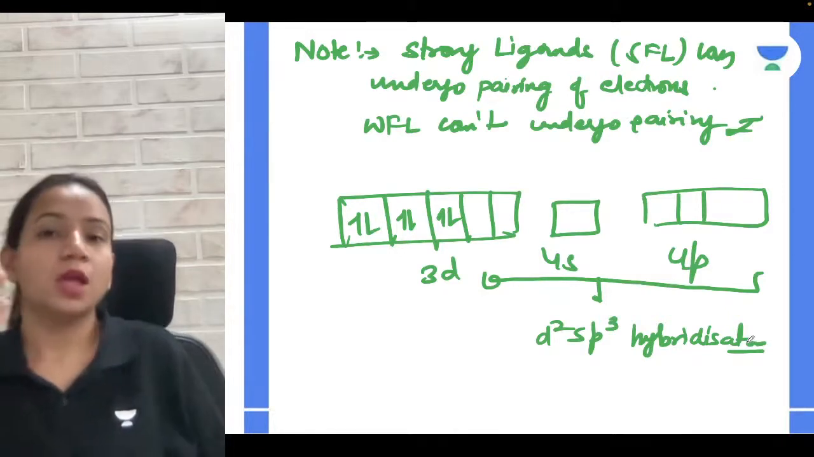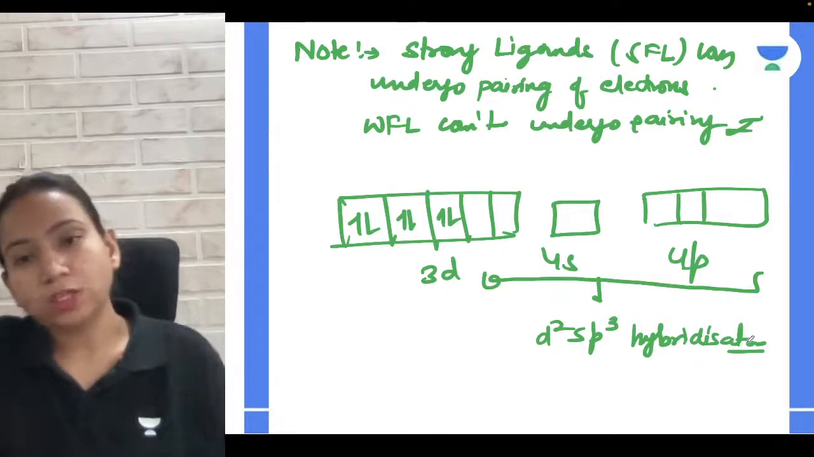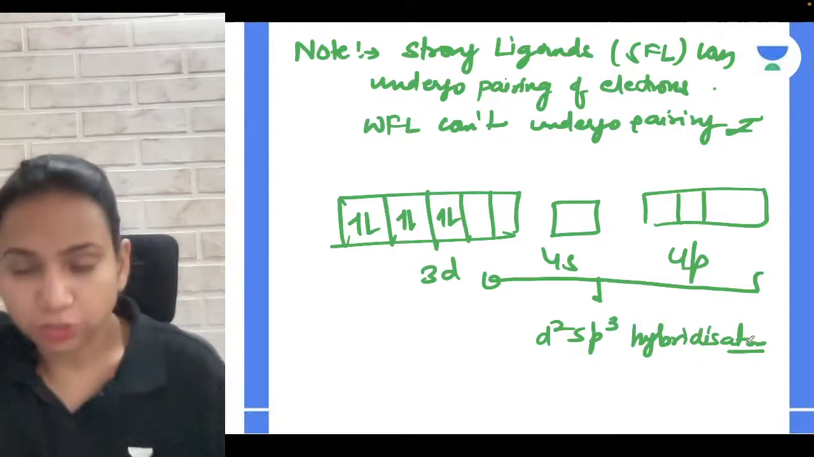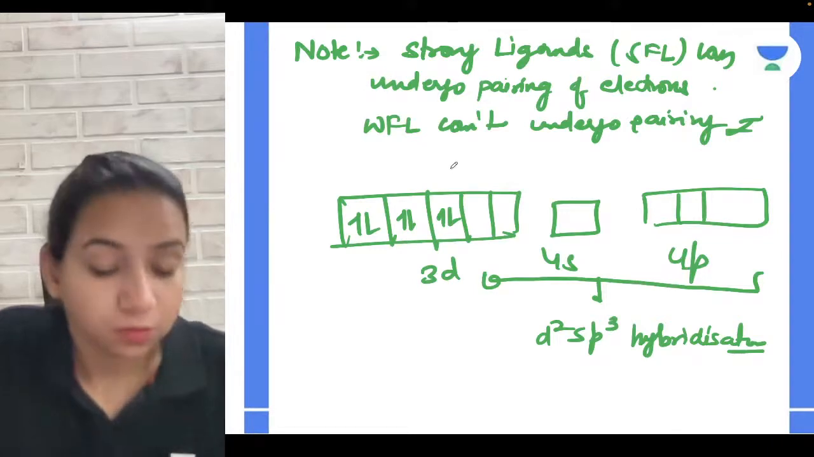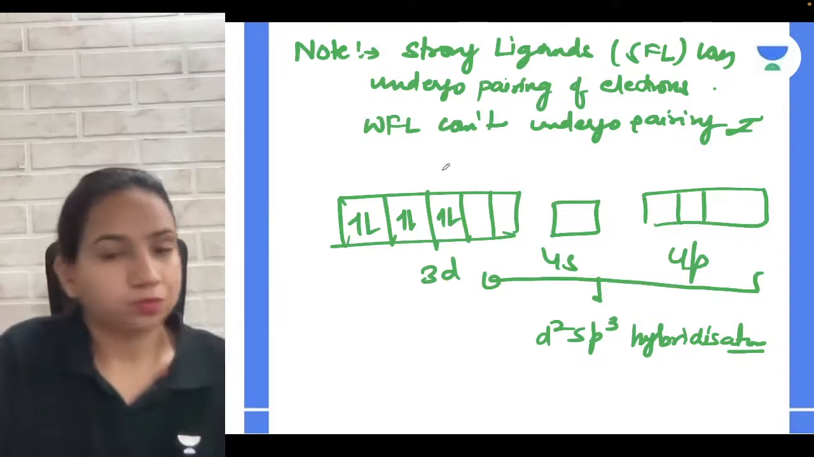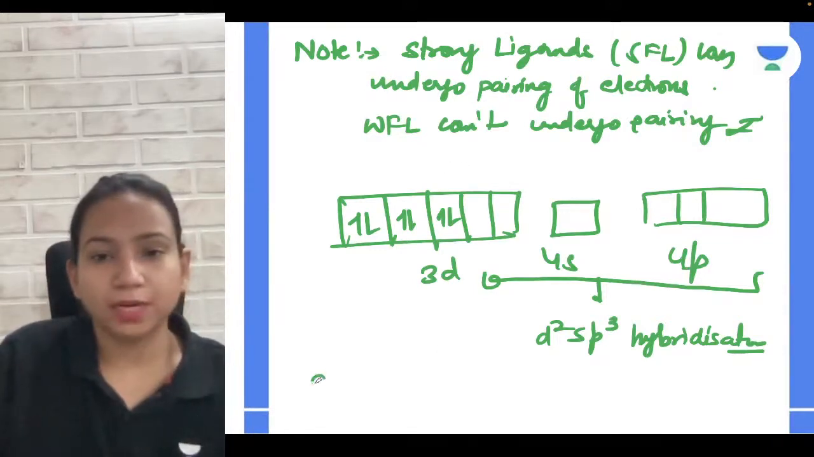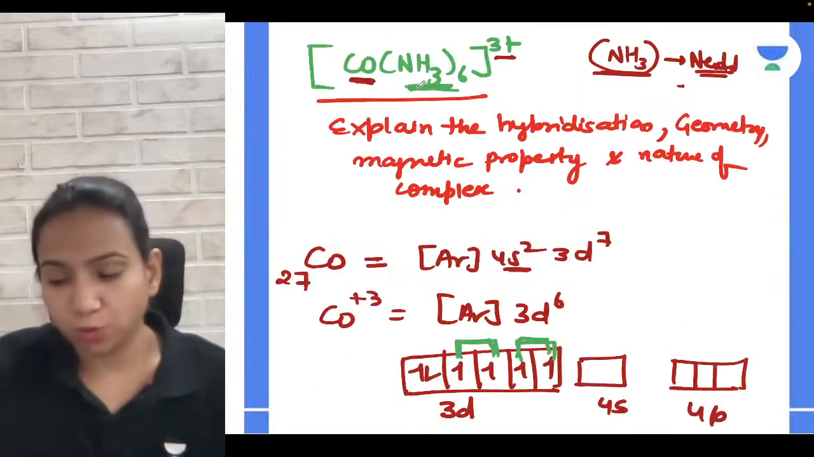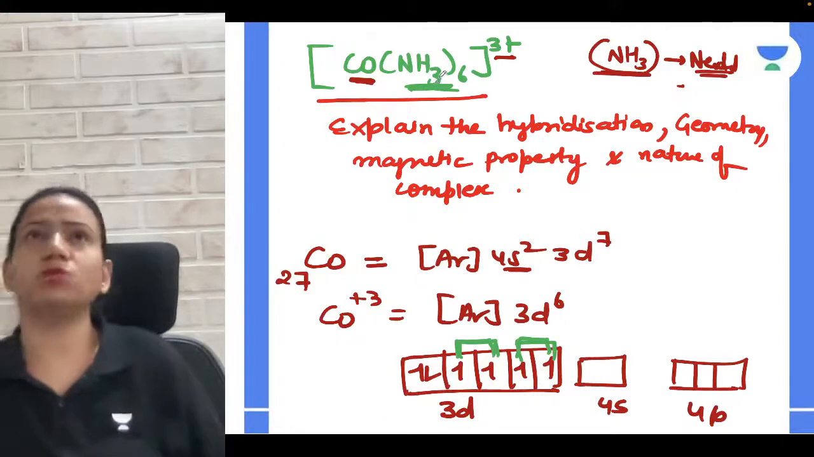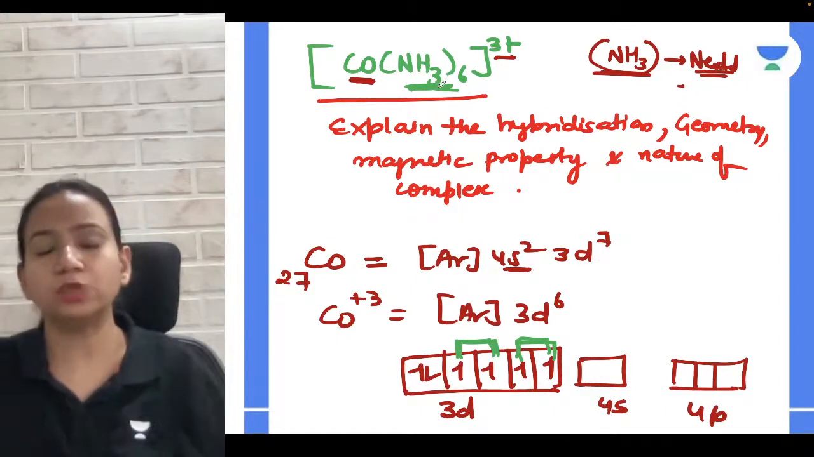It's a coordinate bond. Because it was a strong ligand, it helped to do the pairing of electrons, and because of that, these inner d orbitals are available for bonding. When I saw 6 ligands and they were all monodentate, I got to know the steric number is 6. The hybridization will be either sp3d2 or d2sp3.